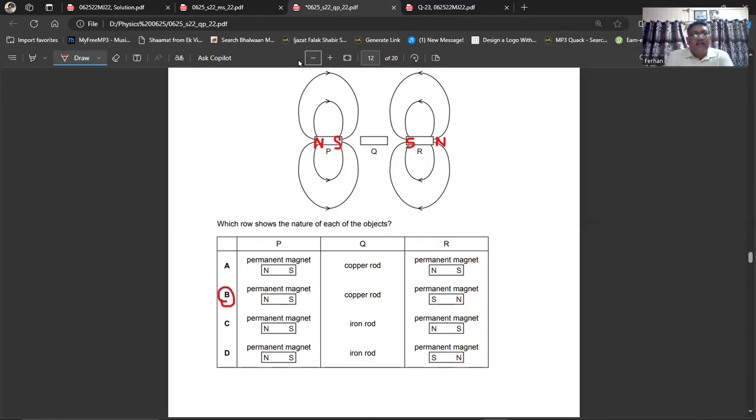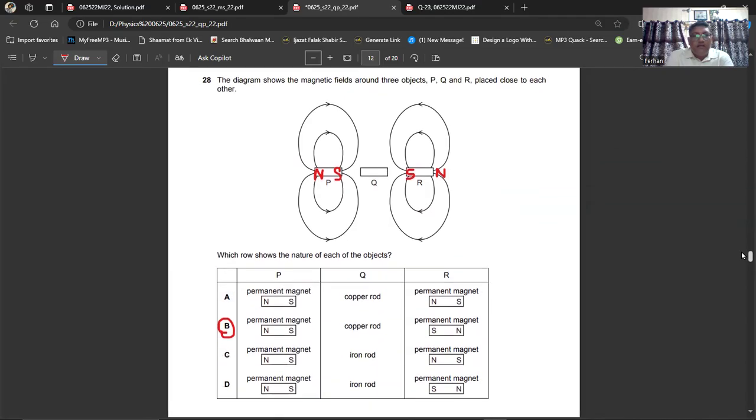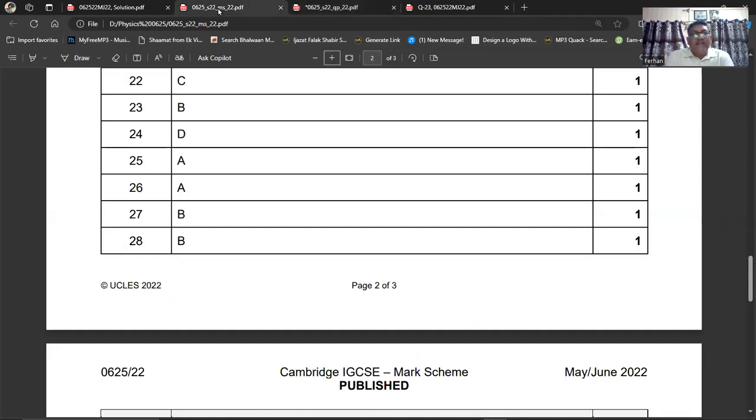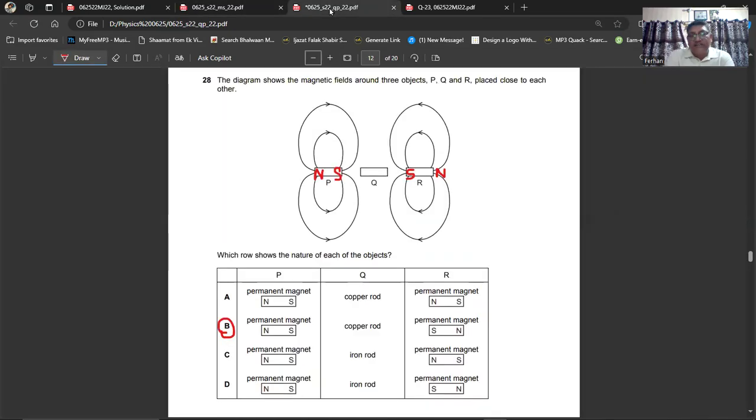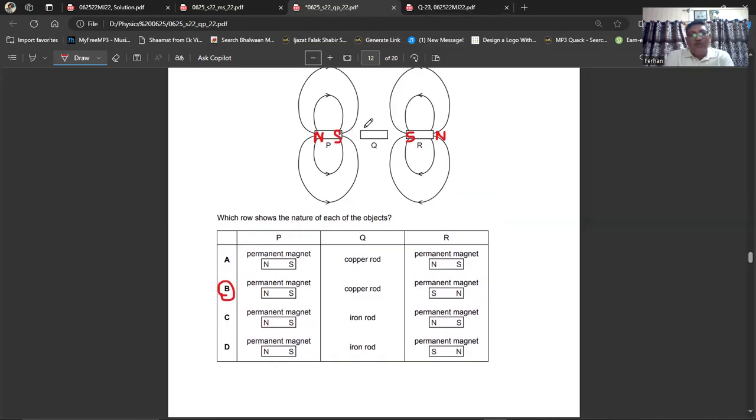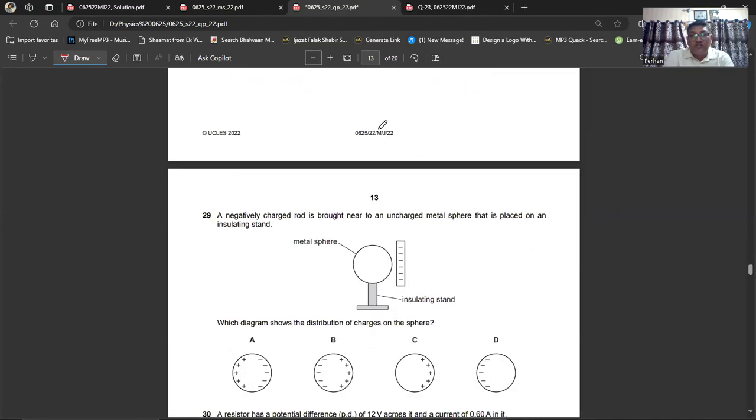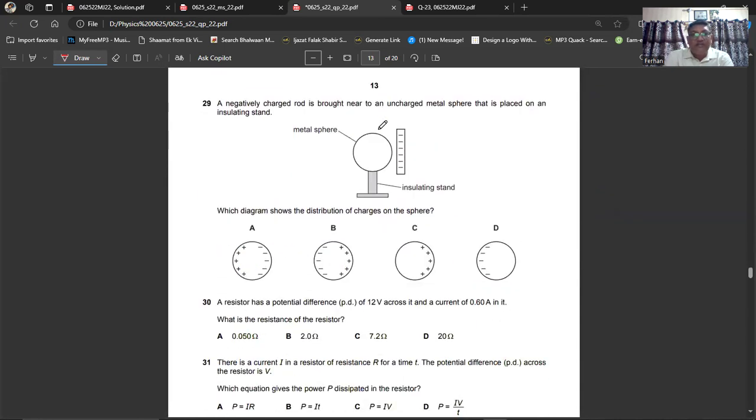Question number 28, B is the choice. Yes, sir, that's right. Hope you understand. There are no poles shown on the Q, so that must be copper. Copper is not a magnetic material, remember.